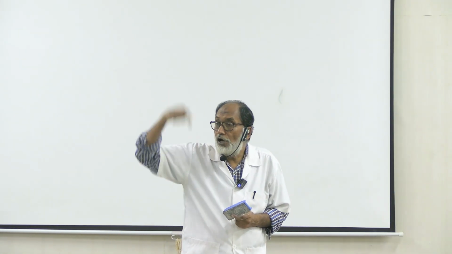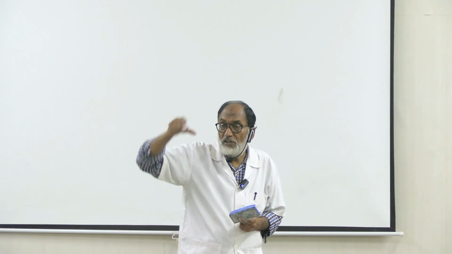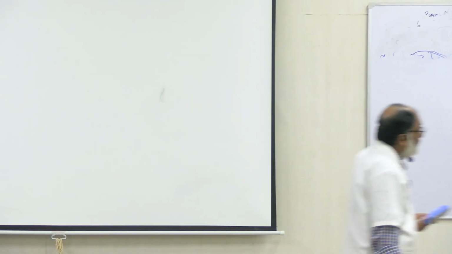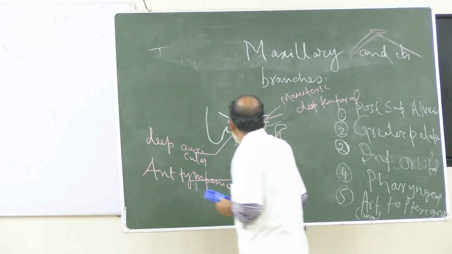Not buccal, it should be the artery which will enter into the mandibular foramen. What will be the name? The nerve which enters the mandibular foramen is the inferior alveolar nerve. The artery should be inferior alveolar. So these are the 5 branches. Right?